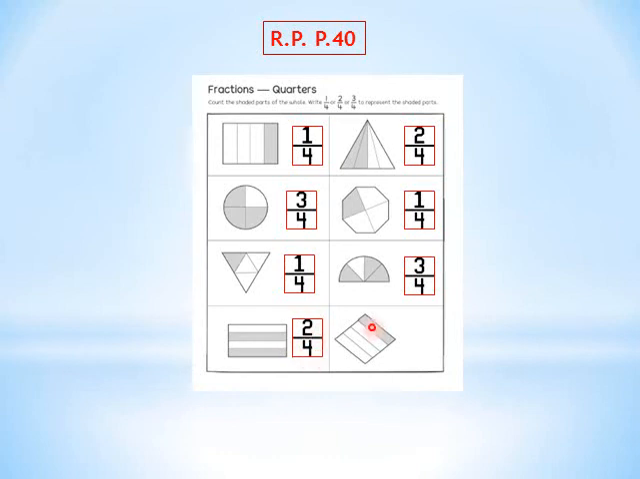The last shape, I have 1 shaded part, so I will put 1 at the top. And how many parts do I have all in all? 1, 2, 3, 4. So I put 4 at the bottom. This fraction is 1 over 4 or 1 quarter.